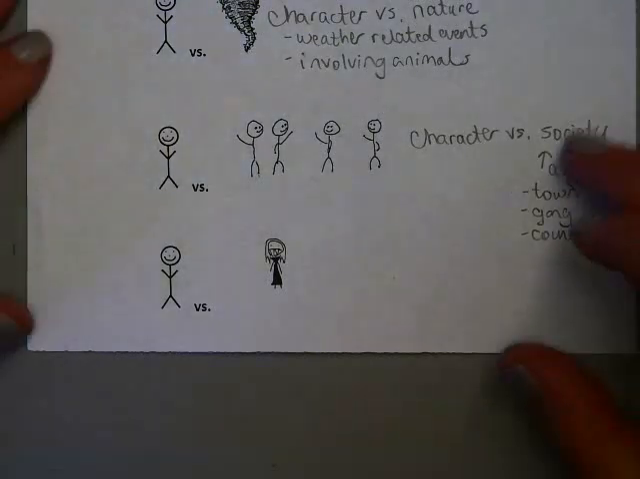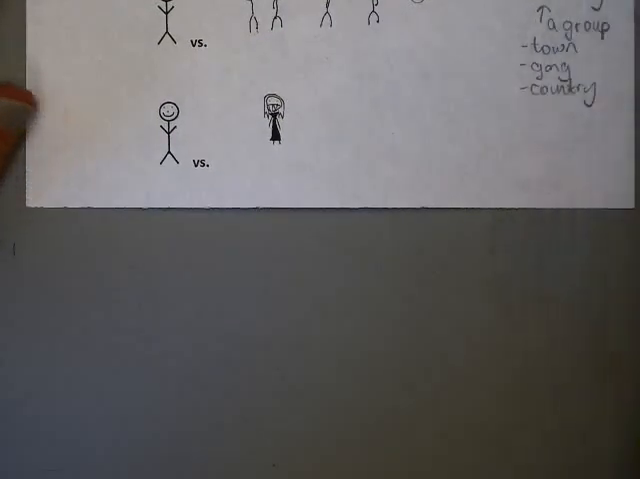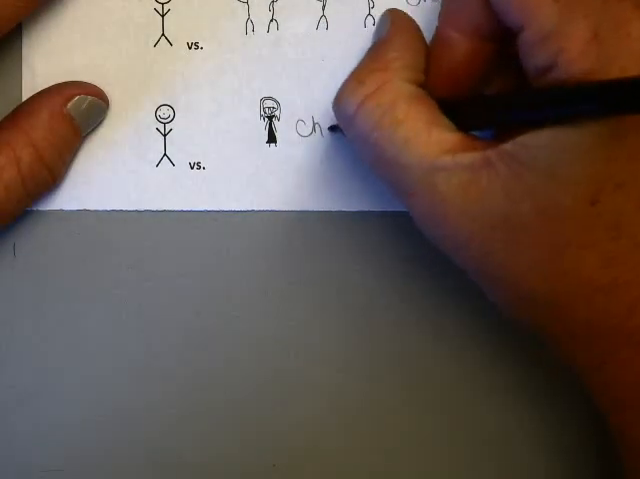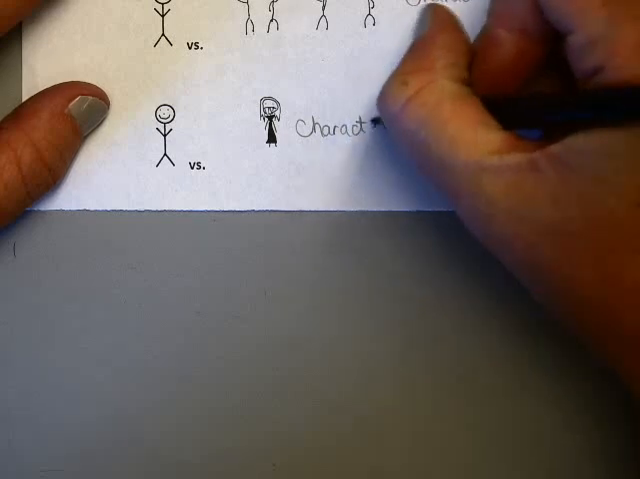All right, that leads us to our last one and our newest type of conflict, which is character versus supernatural. Yes, folks, that is a vampire that you see there. Vampire stick figures, who knew? All right, so we have character versus supernatural.